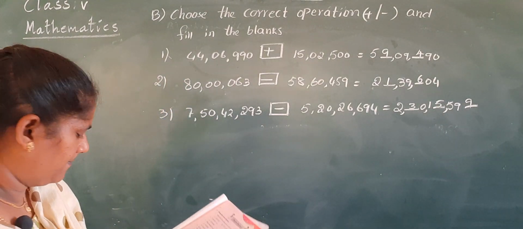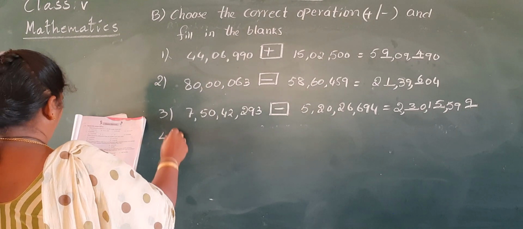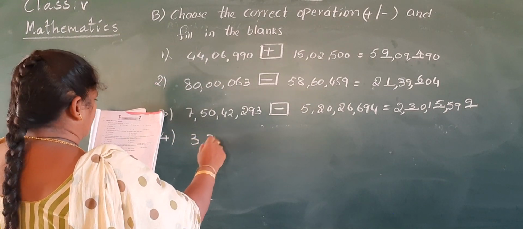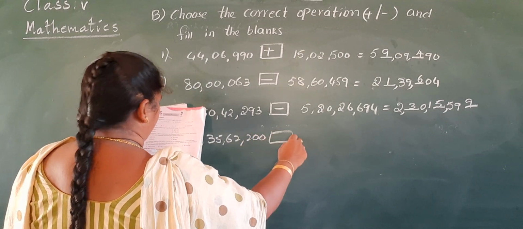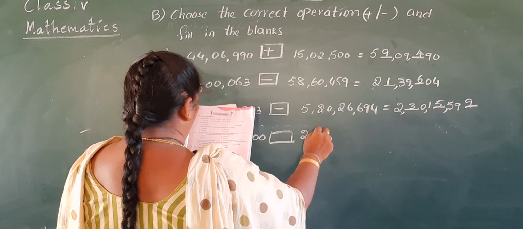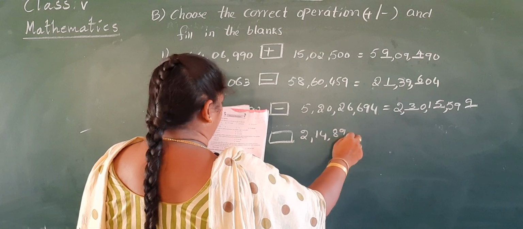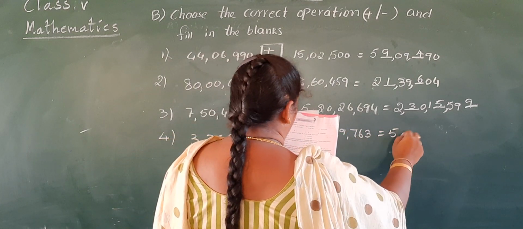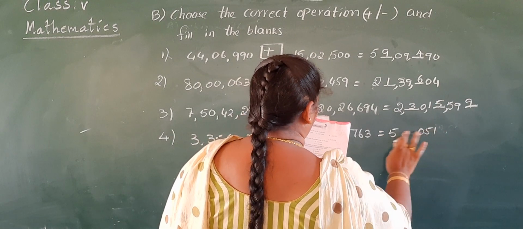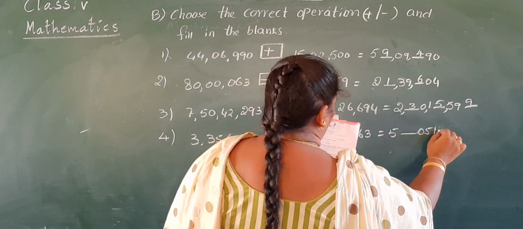Fourth one. 3 crore 35 lakh 62,200. 2 crore 14 lakh 89,763. 5-051 -63.